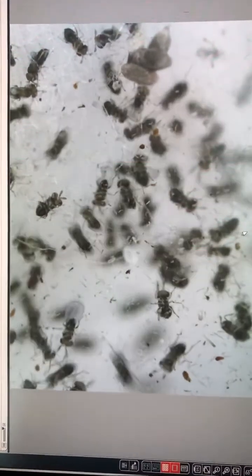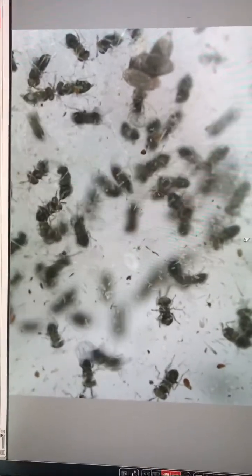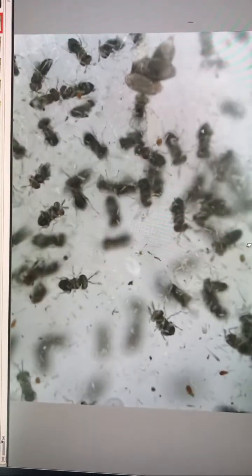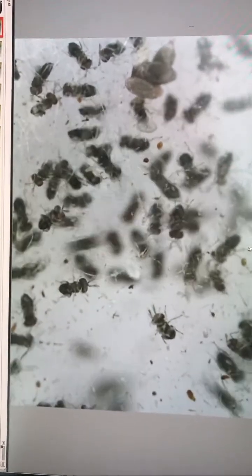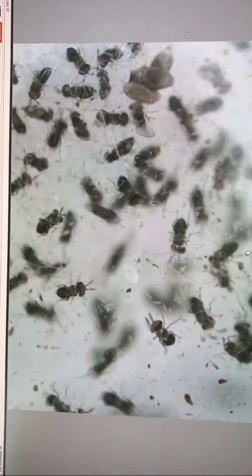These tiny insects are breeding in Ukraine in laboratories for application against agricultural pests.